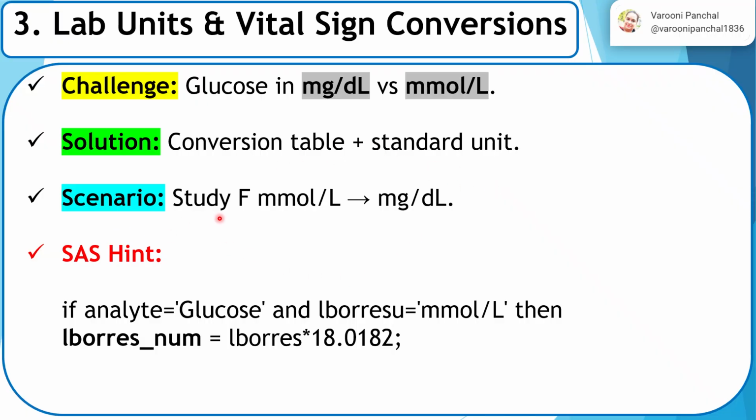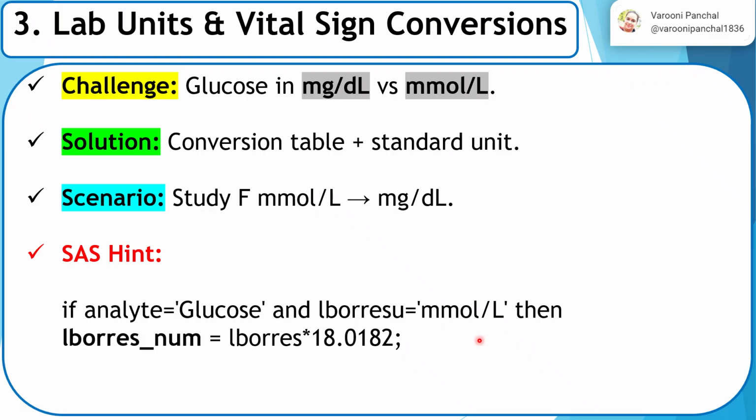So the scenario is, say I have a study F which is in millimole per liter and I want to convert it into mg per deciliter. Here the solution could be: if analyte is equal to glucose, then the original unit is equal to millimole per liter, then the new result, that is the numeric original value, should be this value multiplied by 18.0182. You can understand that this is the specific conversion factor from the conversion table.